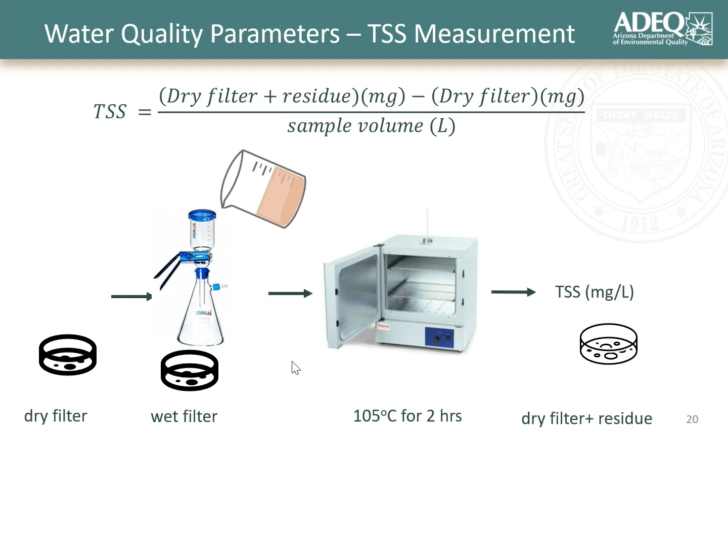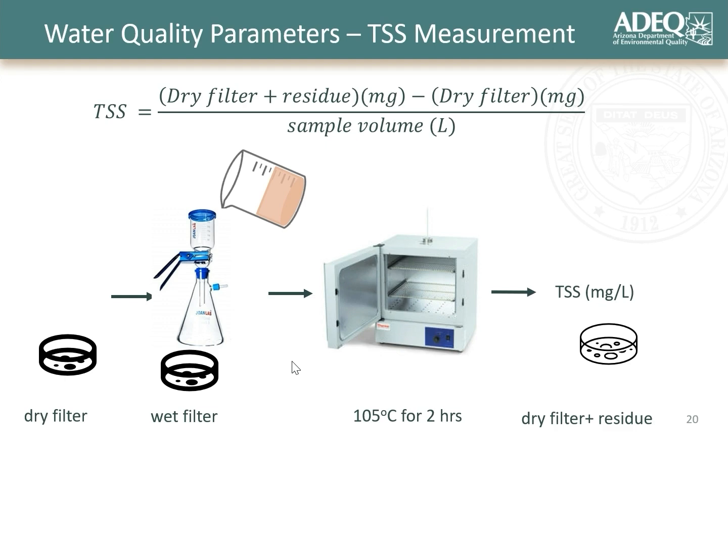Moving on to how we actually measure total suspended solids. As you can see in the equation above, total suspended solids is equal to the weight of a dry filter plus residue on that filter in milligrams, minus the dry filter before anything's added to it in milligrams, divided by the sample volume in liters. So that would give you a concentration of total suspended solids in milligrams per liter.